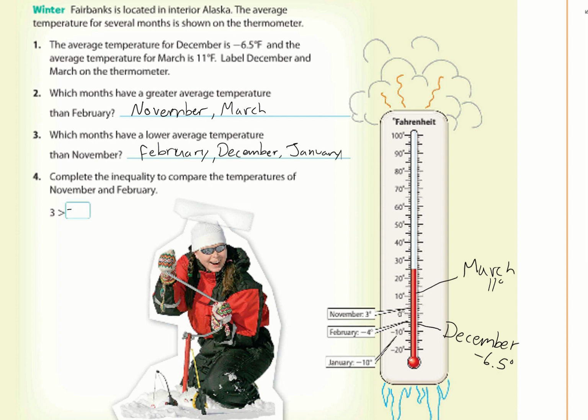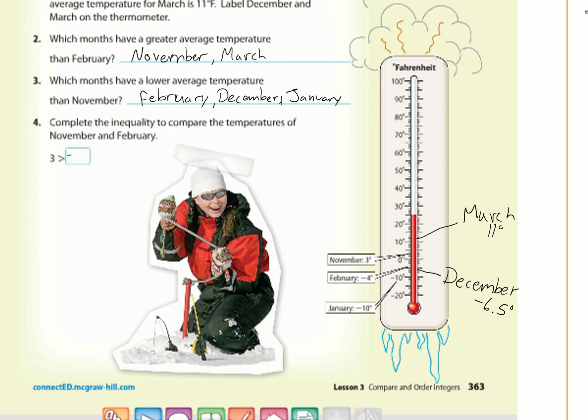Complete the inequality to compare the temperatures of November and February. So November is 3 degrees, and February is going to be -4 degrees. So 3 is greater than -4. By the way, if we're not familiar with inequality, that's when we compare numbers. So that's greater than, less than, or equal to. I mixed that up. That's less than, greater than, equal to.